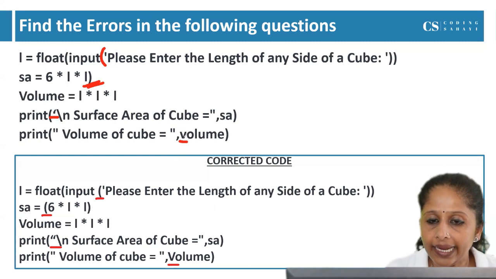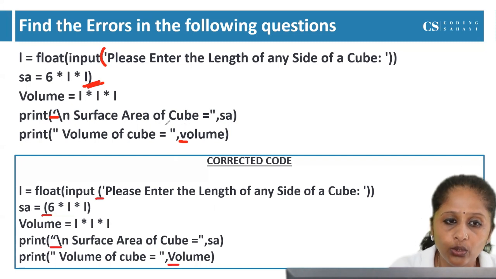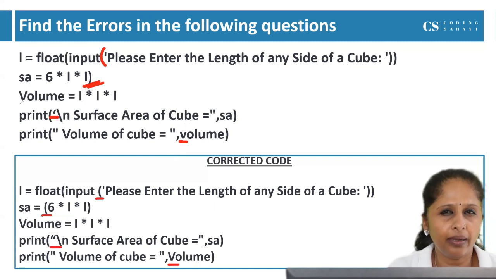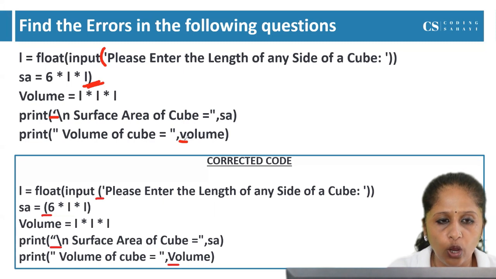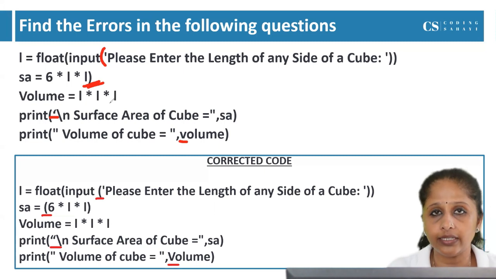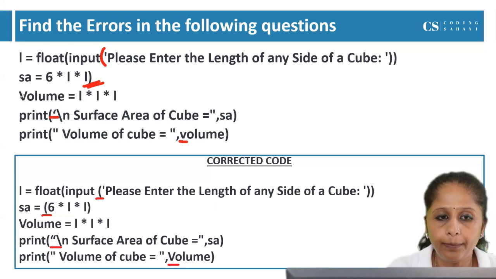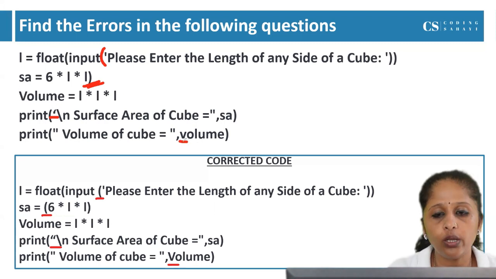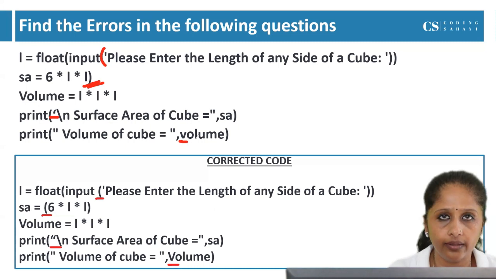Here you have to make it either a capital letter, or you change this one to a small letter, but it is better you change this one because we already defined this one. Volume equal to L into L into L. There is no error in this line, so don't change here. The error is in this line, because the capital V is changed to small in this line. So this is the error in this program.